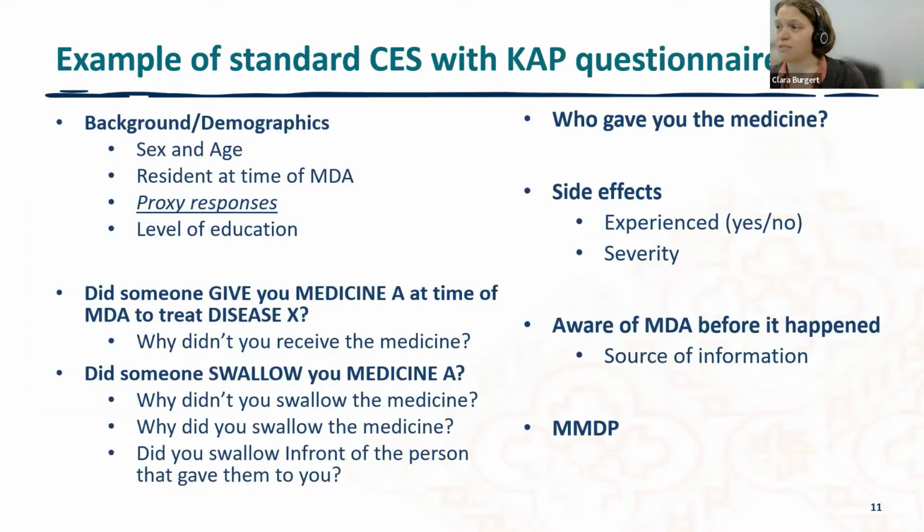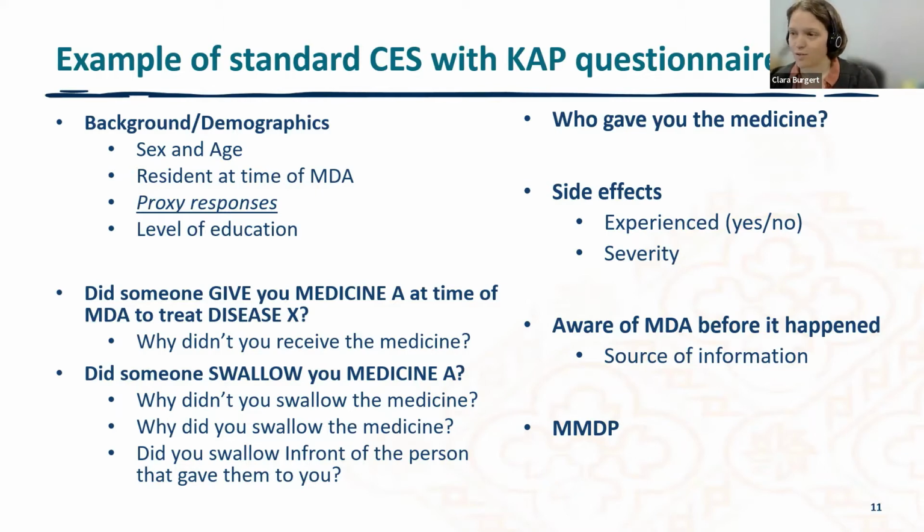So some examples of the standard questions that might be in a questionnaire, and this is what was included in the WHO guide: some basic demographics, sex, age, time resident at time of MDA. There's also the possibility to have a proxy respondent if the individual is not at home at the time of the response or is underage, and then level of education.